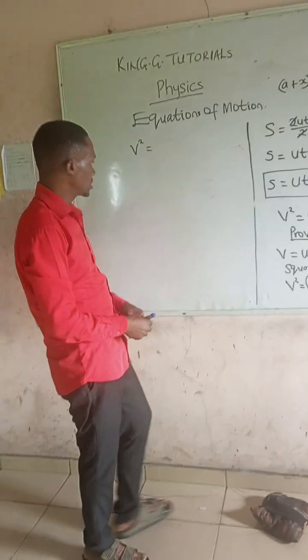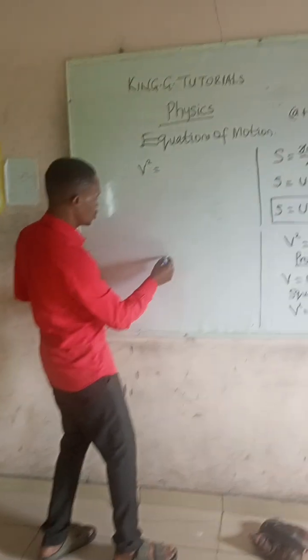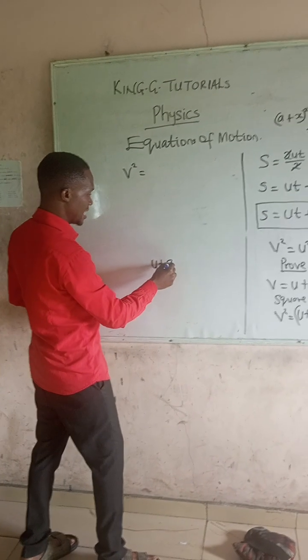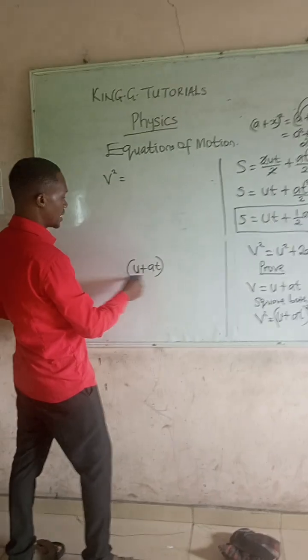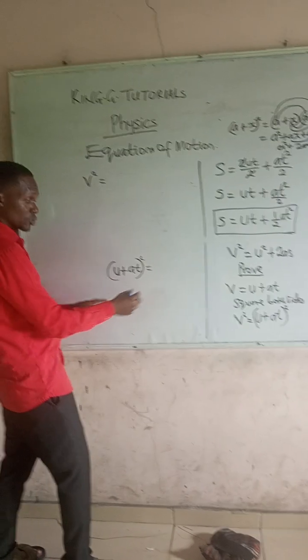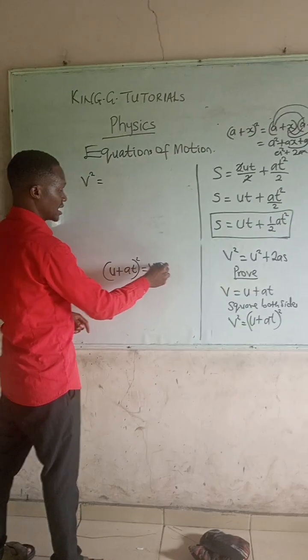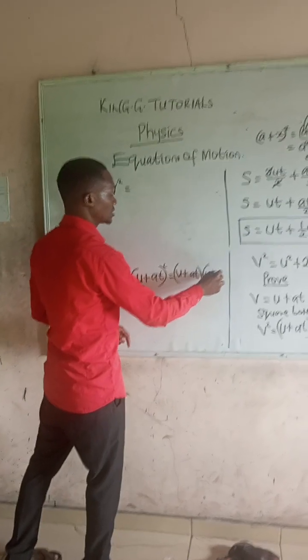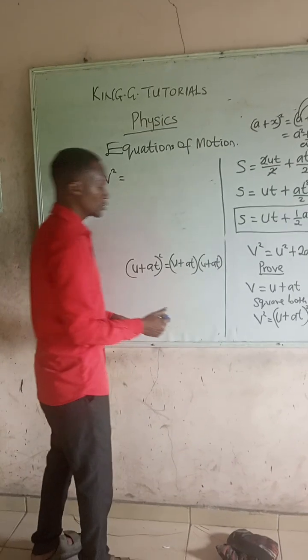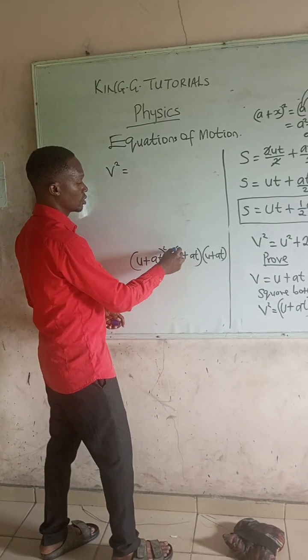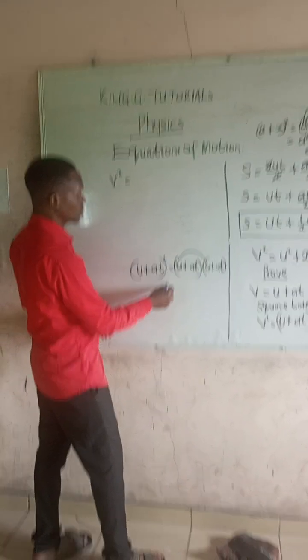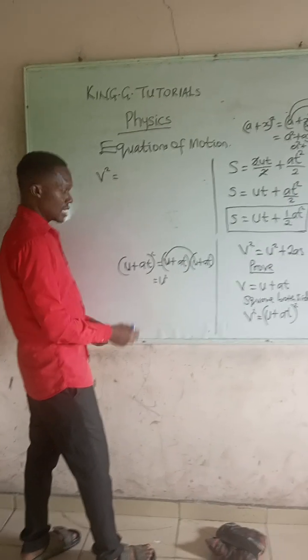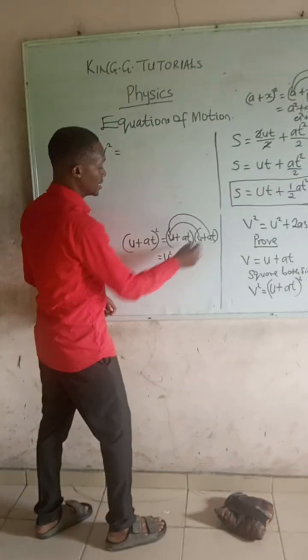So in this case, we apply the same thing here to expand. How do we expand this? We have (u + at) all squared, right? Which is the same as (u + at) and (u + at). See how to do it. This u multiplied by this u gives me u squared. And this u multiplied by at gives me plus uat.